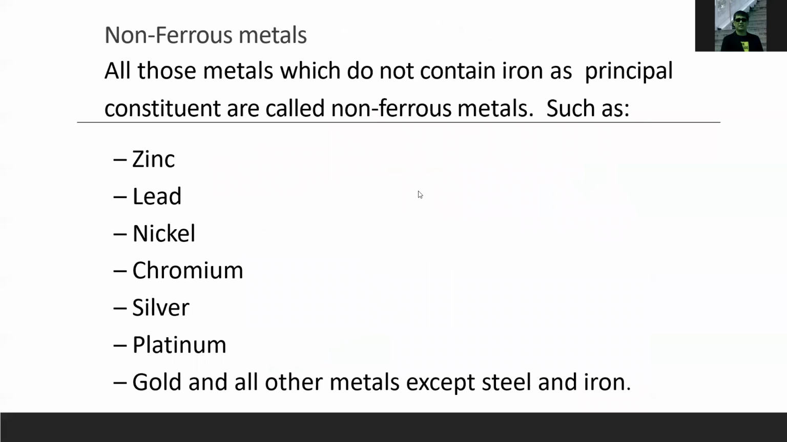Non-ferrous metals are those metals which do not contain iron as a principal constituent, such as zinc, lead, nickel, chromium, silver, platinum, gold, and all other metals except steel and iron.